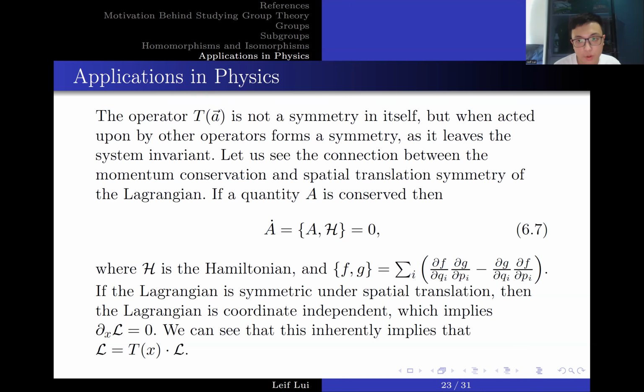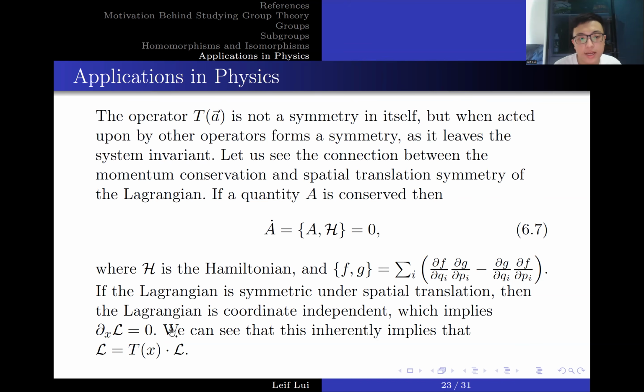So the Poisson bracket of that quantity with the Hamiltonian must be equal to 0, where the Hamiltonian is just the total energy, and the Poisson bracket is the partial derivative of the first argument by the coordinate, and the partial derivative of the second argument by the momentum, and take the anti-commutator between the two. So if the Lagrangian is symmetric under spatial translation, then the Lagrangian is coordinate independent, which implies that the partial derivative of the coordinate x of the Lagrangian is equal to 0.